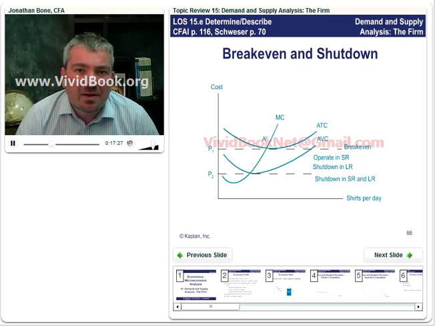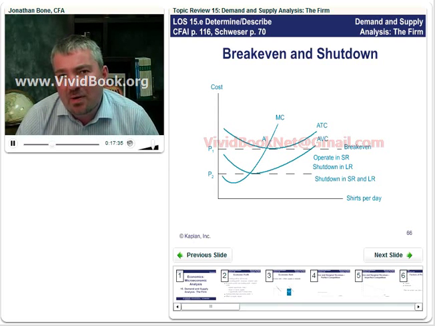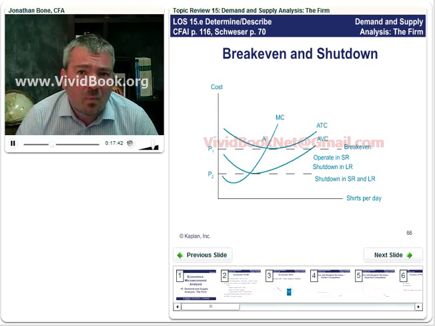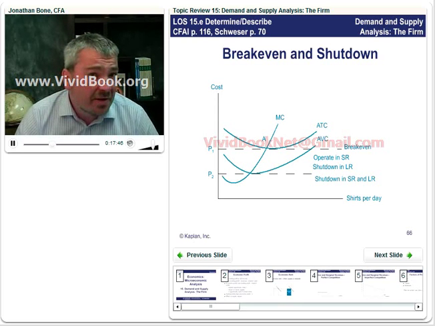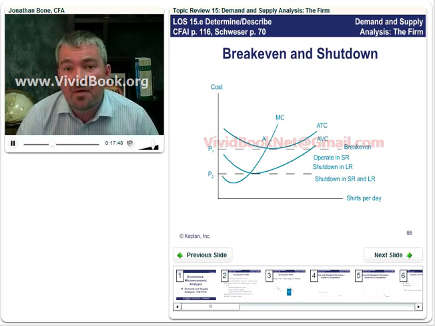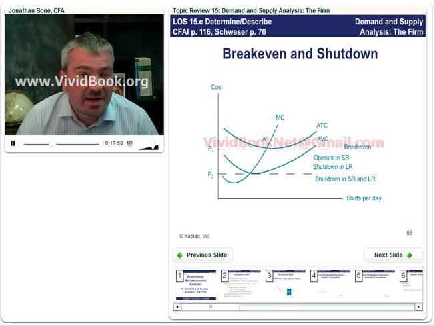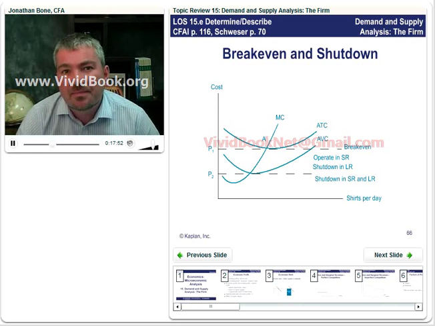So let's have a look at our diagram there. Let's look at P2, which is our average variable cost line. Now the idea is if the price level for the firm was below P2, the firm would shut down in both the short and the long run. Why? Because if price was lower than P2, you're not even covering your variable costs. Therefore, it makes sense. Don't produce anything and don't incur any variable costs.